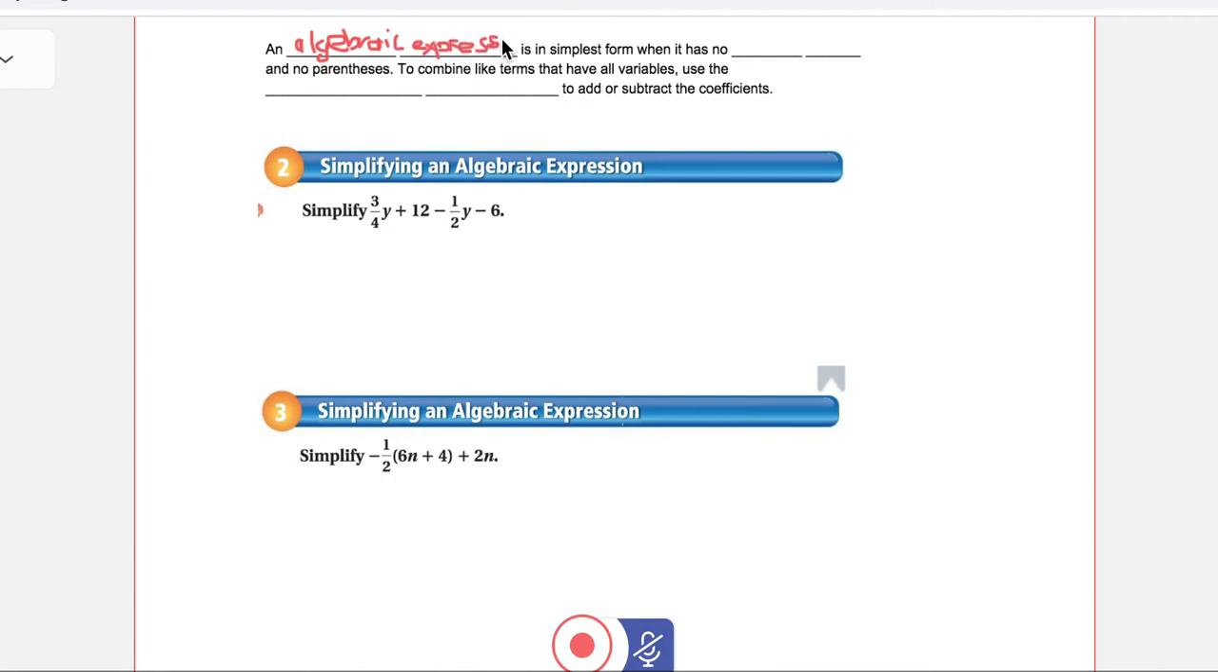An algebraic expression is any expression, so not an equal sign, any expression that has variables in it. We know that it's in simplest form when it has no like terms left that can be combined, and it has no parentheses. And remember, to combine like terms that have all variables, we are going to use the distributive property, which will make sense in a little bit.